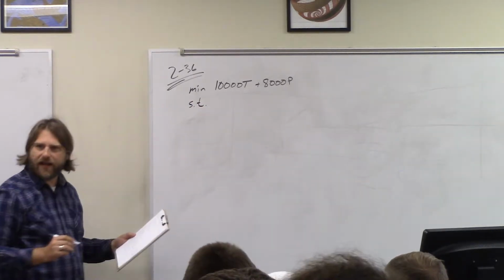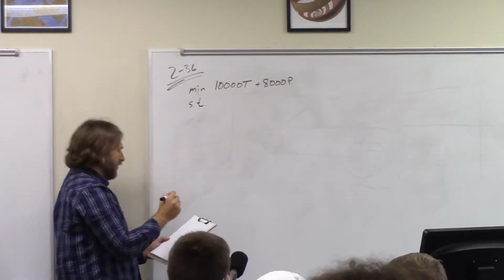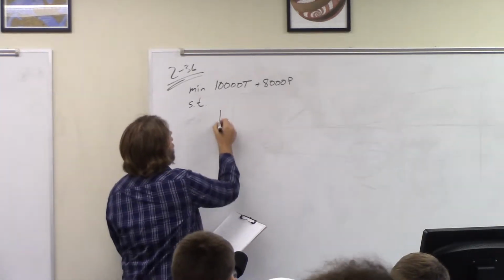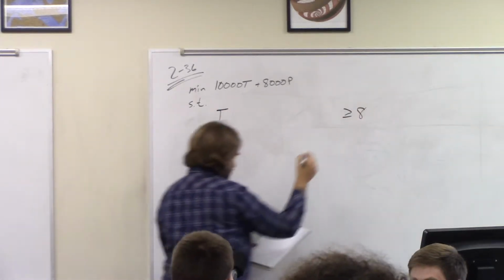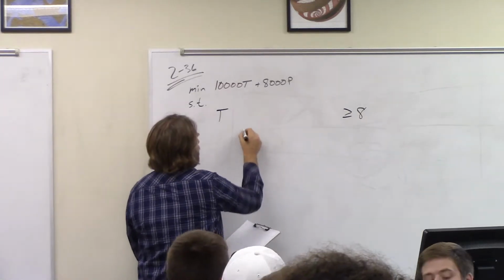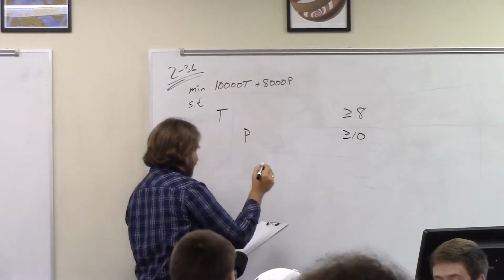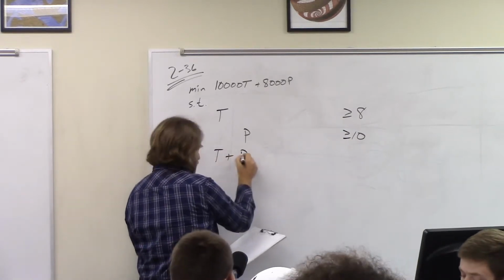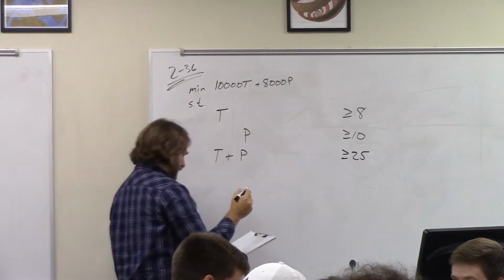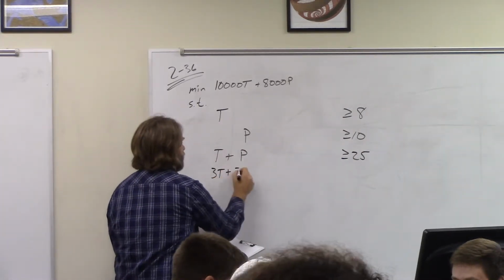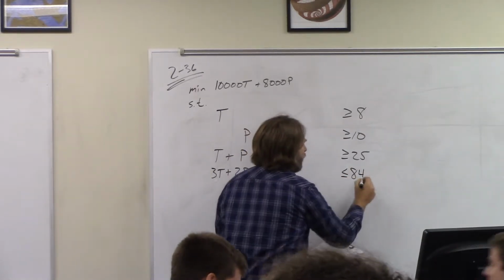So what does ST stand for again? Subject to the following constraints. T is greater than or equal to 8. P is greater than or equal to 10. T plus P is greater than or equal to 25. And 3T plus 2P is less than or equal to 84.